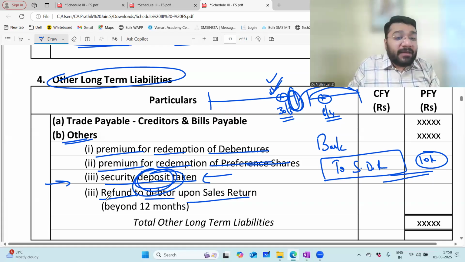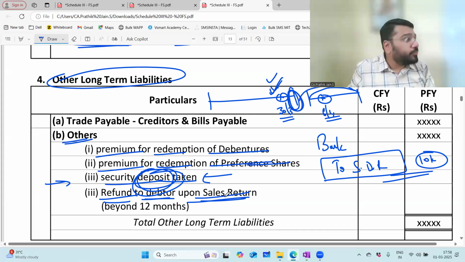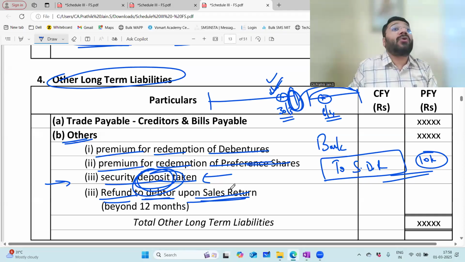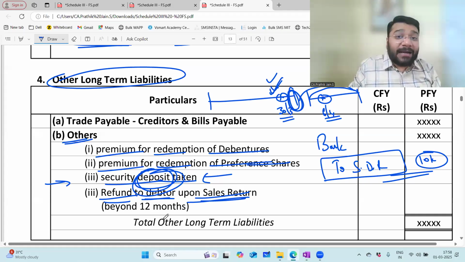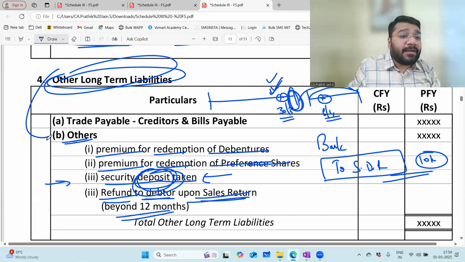So whenever there is a refund to be done to debtor upon sales return, but the refund is not happening immediately due to any issue, and you know that the payment is not going to happen in the next 12 months, but it will happen beyond 12 months, then that will become your other long-term liabilities. So where will you classify it? Under the other category.